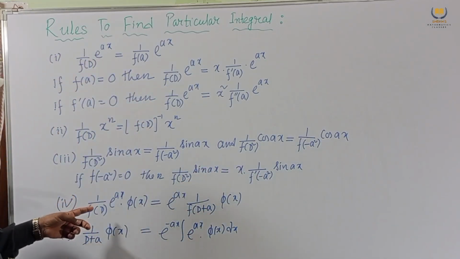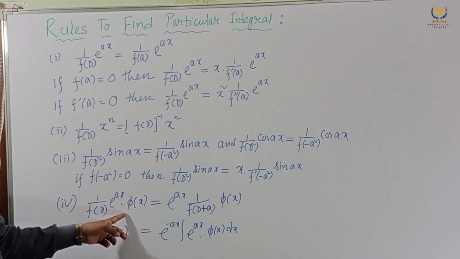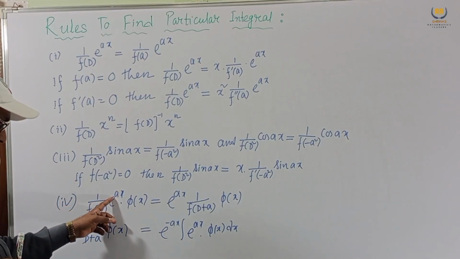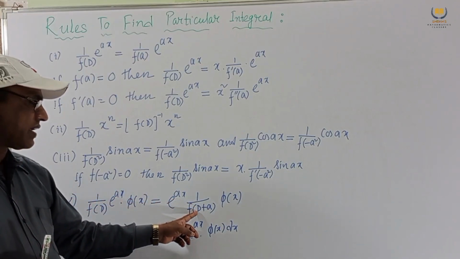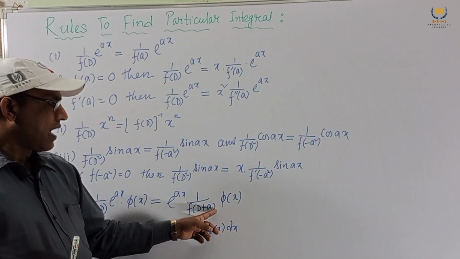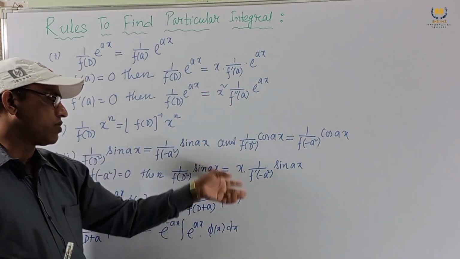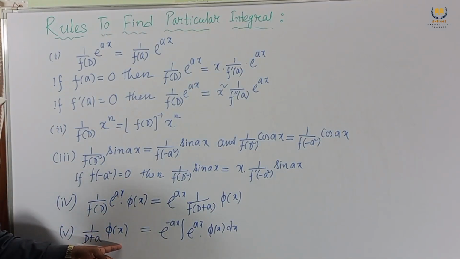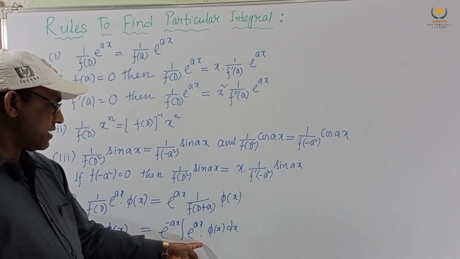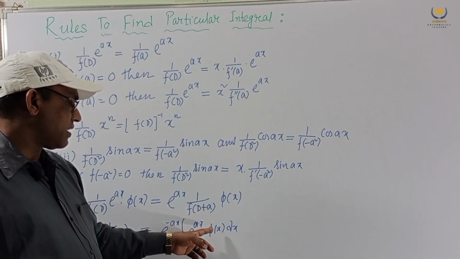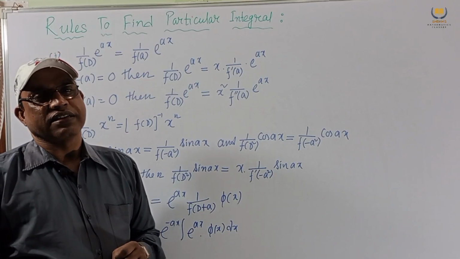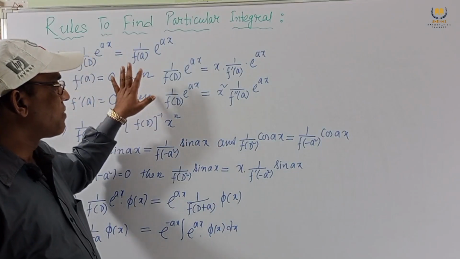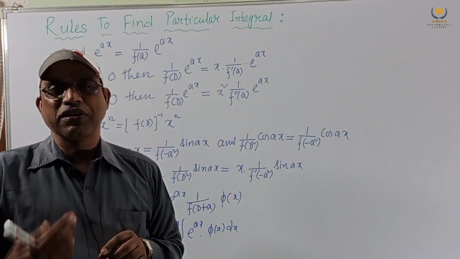And if it is exponential mixed with another function, then we take the exponential outside, the coefficient of x is a, and we put D equal to D plus a, and calculate by the above rules. And if it is 1 by D plus a times phi of x, another function, then we write e to the power minus ax times the integral of e to the power ax phi x dx. These are the rules. When you solve problems, always maintain and obey these rules.